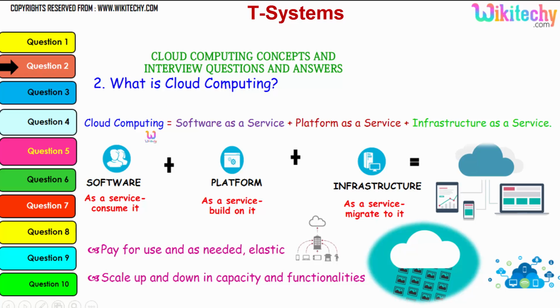Now, still further, what is cloud computing? Cloud computing is nothing but software as a service, where the software is consumed as a service, platform as a service, and infrastructure as a service. The collaboration of software, platform, and infrastructure is referred to as cloud computing. The major advantage is pay for use as needed, and elastic. If I'm looking for very minimal storage, I pay for that. If I'm using bigger storage, I pay for that. And being elastic, I can extend and also reduce. Scaling up and down in capacity and functionalities are major advantages of cloud computing.